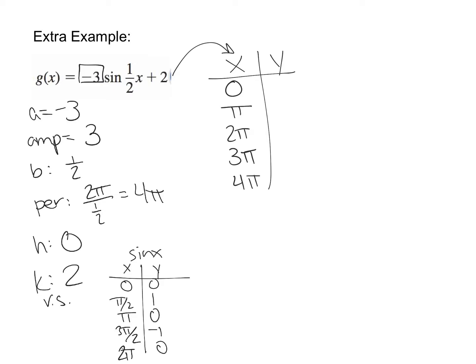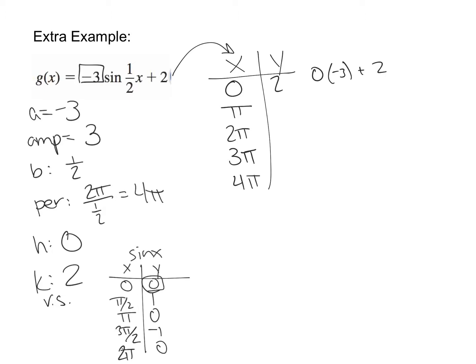Then we need to do our Y value. Now, the Y value is affected by the A and the K. And so until now, I don't think you guys have seen both of them. So what we need to do is take this 0, multiply it by the A value, so -3 times 0, it's still 0, and then add the K, which is 2. So I'll write that out. That's 0 times -3 and then plus 2.